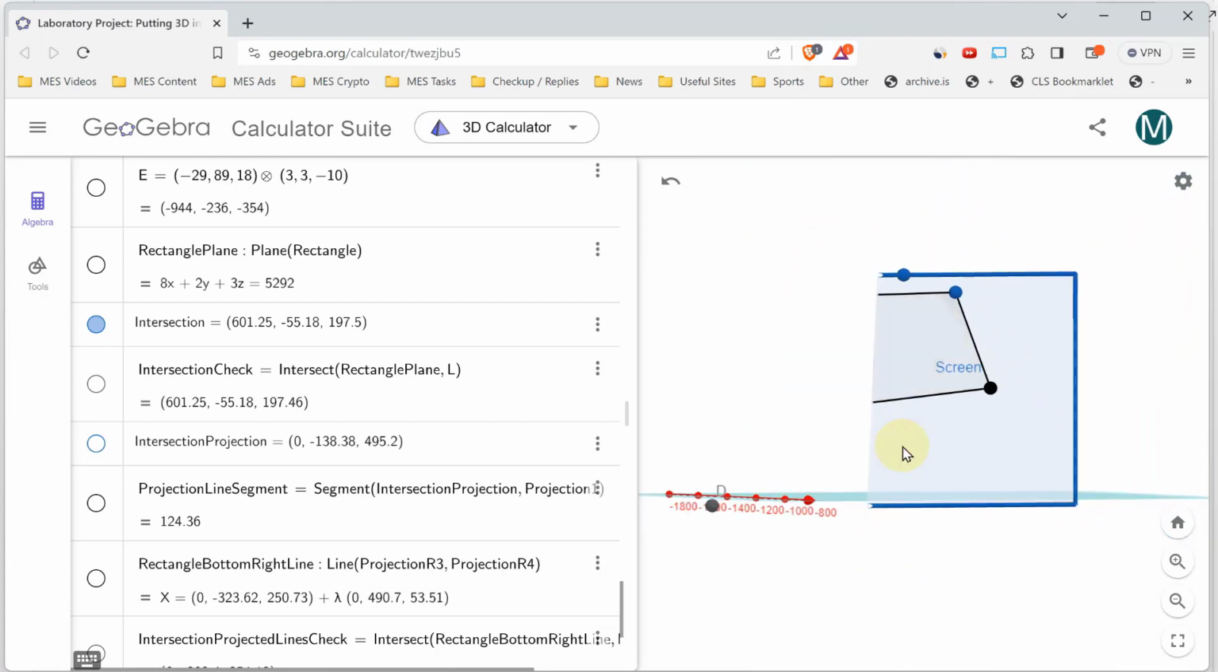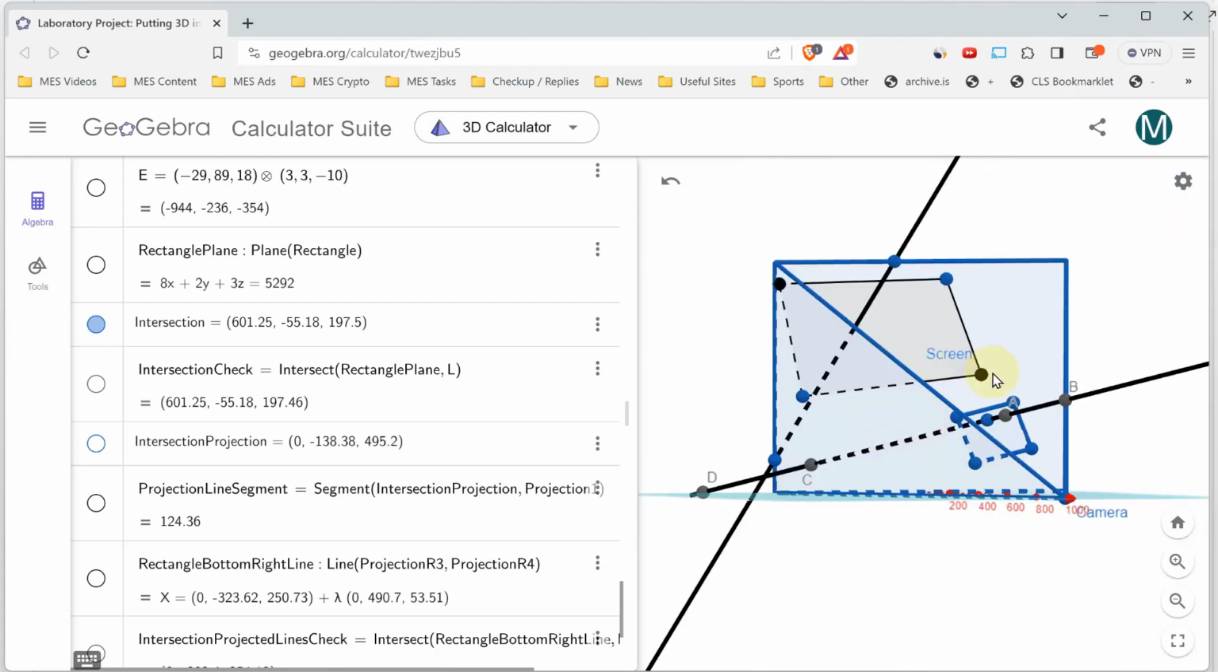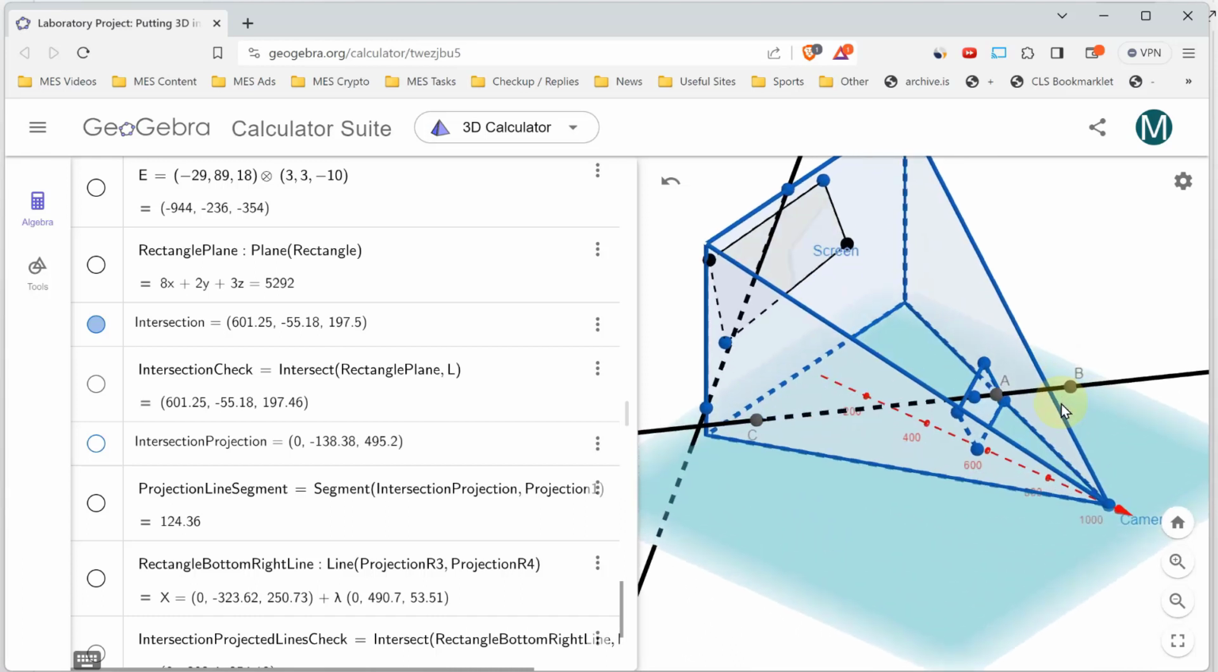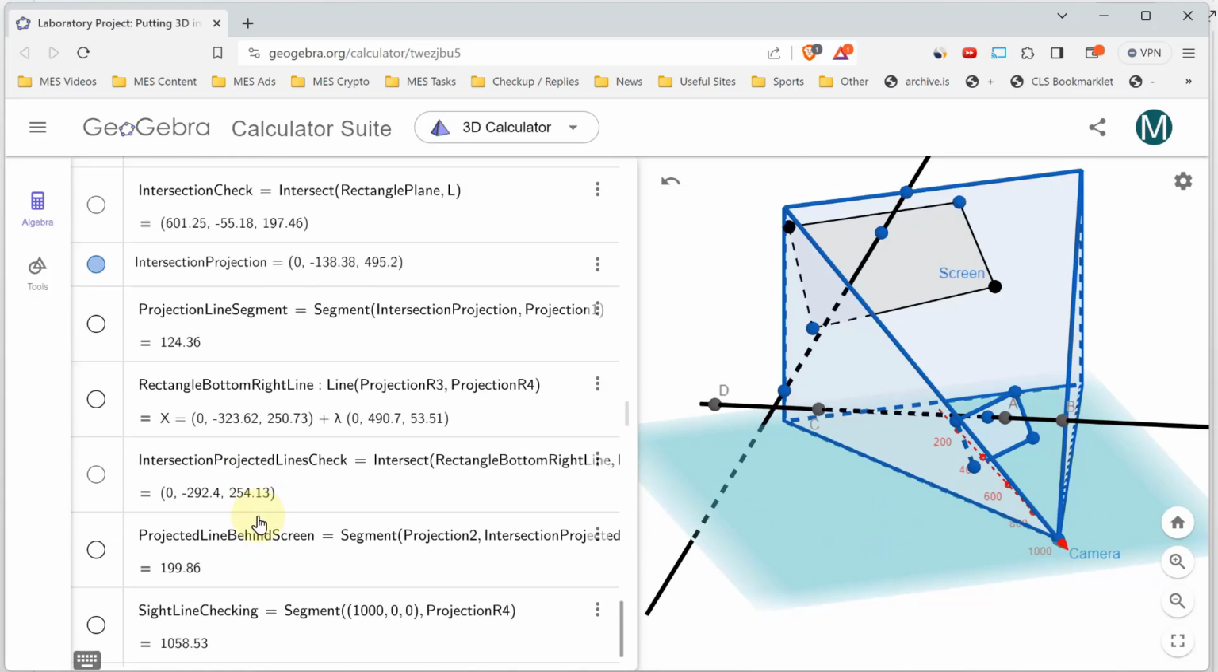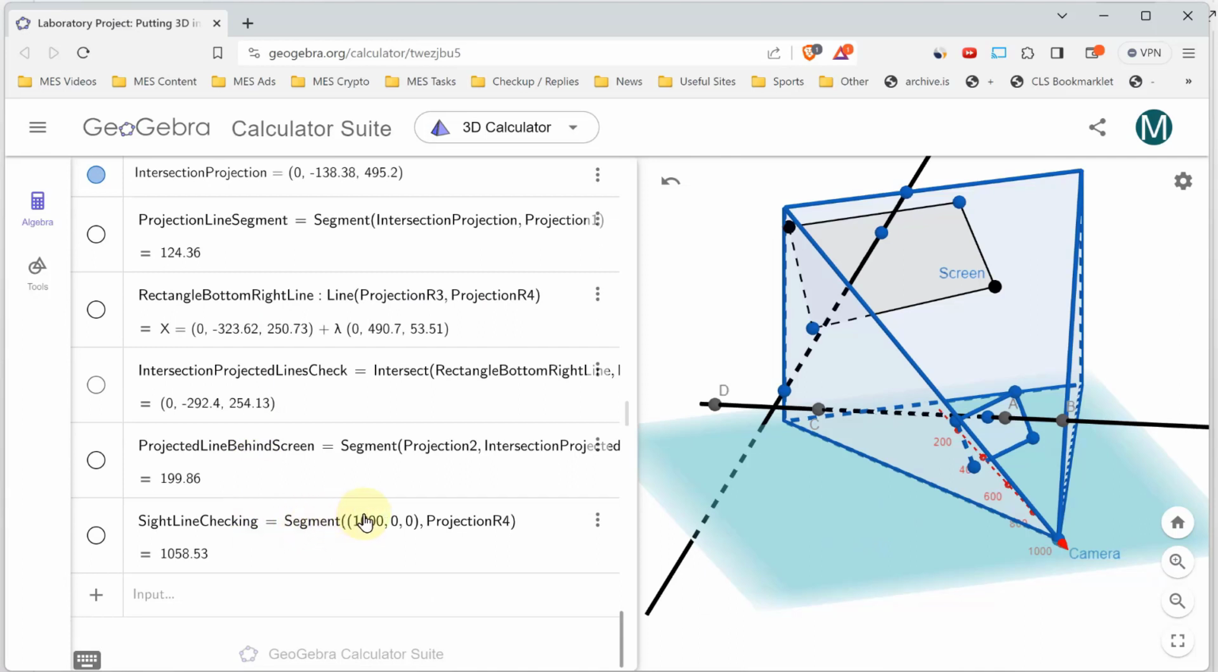All right, I'll just move things around. Yeah, there it is. So there's the line through it. There's the intersection point, and let's see the projection. Intersection projection is somewhere there. Now the only thing we need to do is a check, intersection sight line checking. So what I'll do here is we'll go from the camera up to intersection projection.